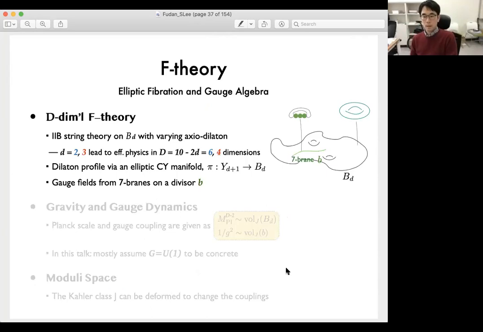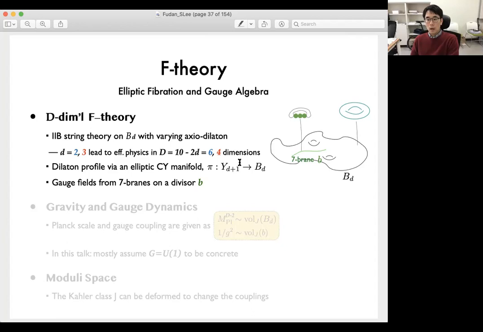A D-dimensional F-theory is type IIB string theory on a complex d-fold, B_d, where we have a varying axio-dilaton profile. For a quick notational remark, let me stress that the capital D is 10 minus 2 times the small d, because the small d here is a complex dimension. In fact, in this talk, any subscripts for any manifolds will always denote complex dimensions.